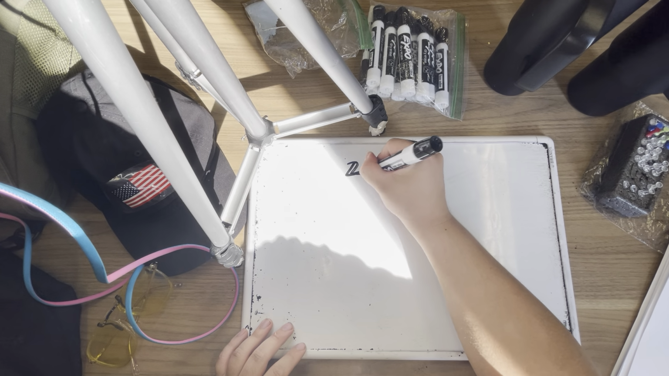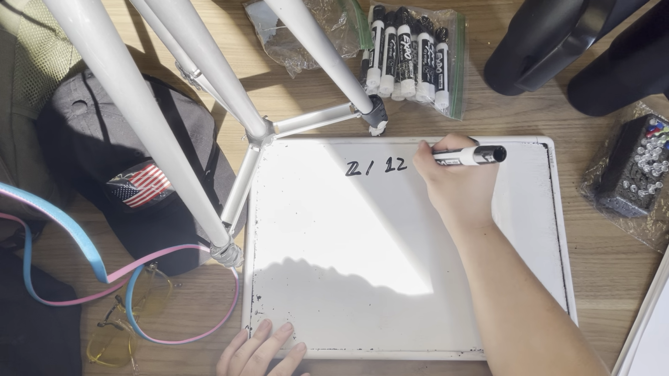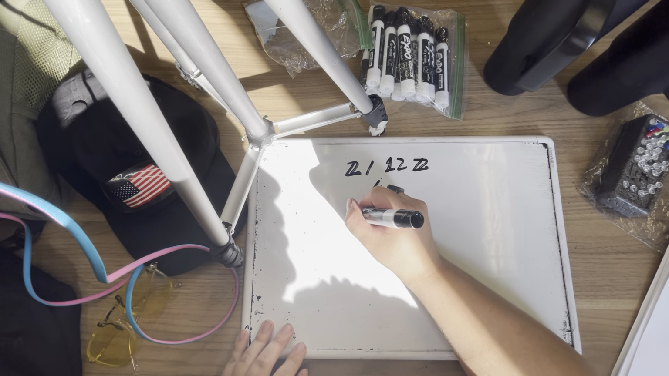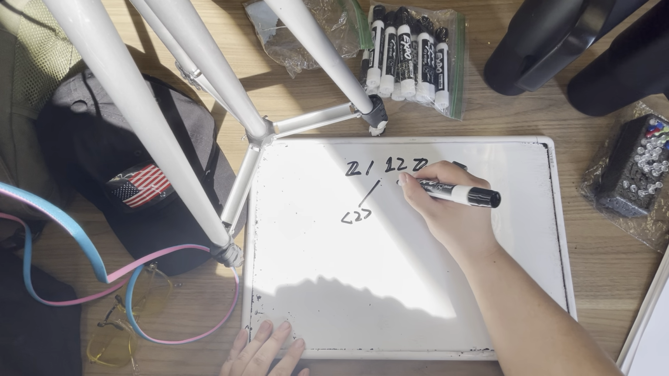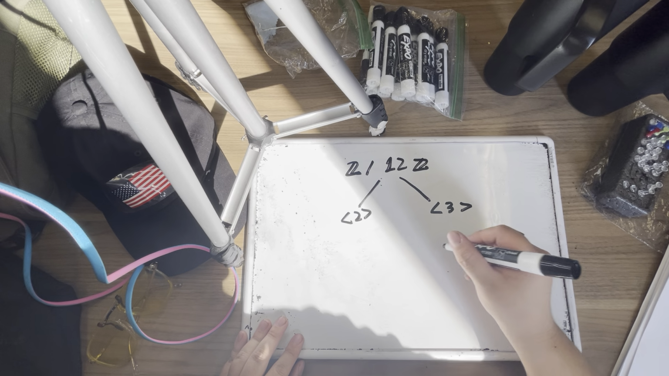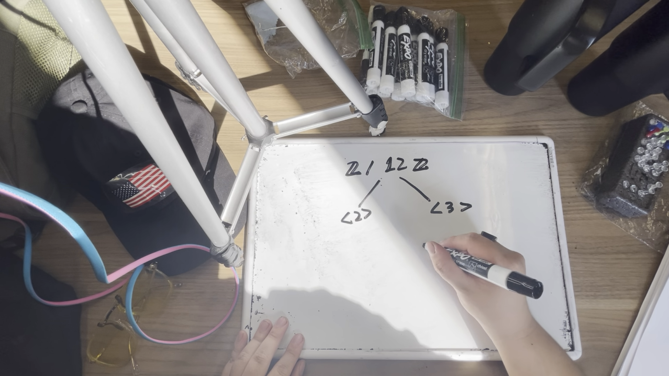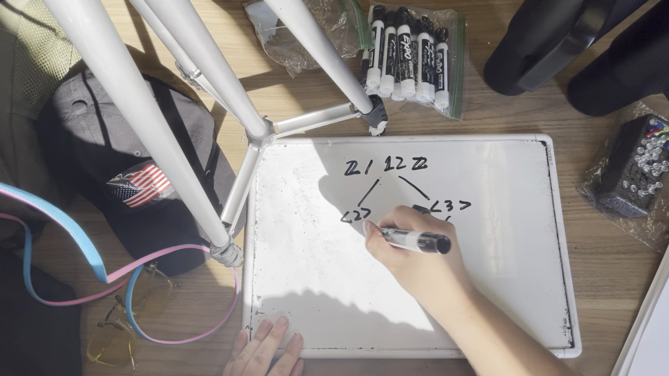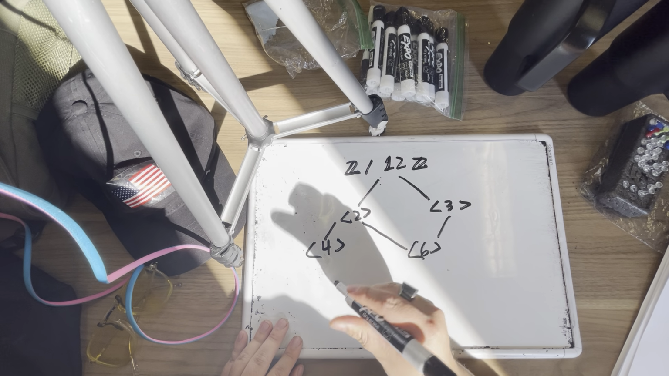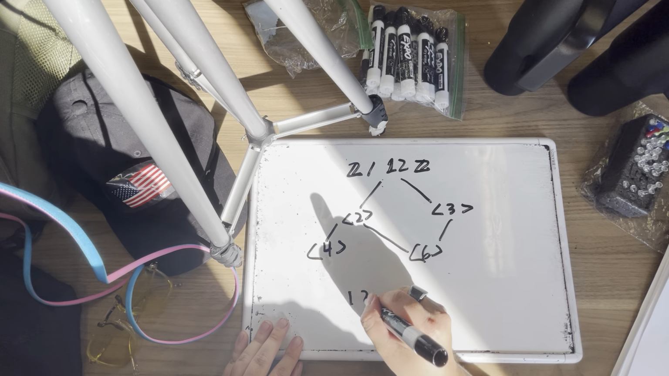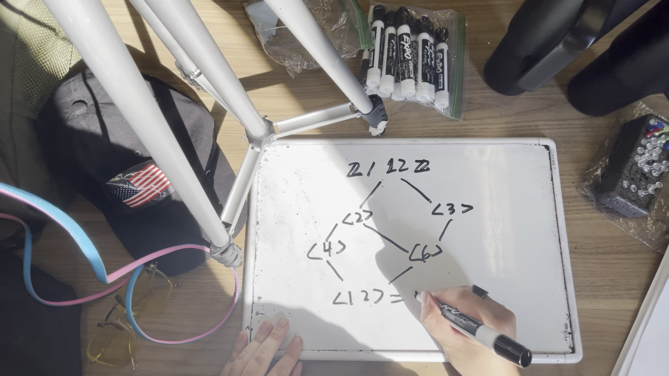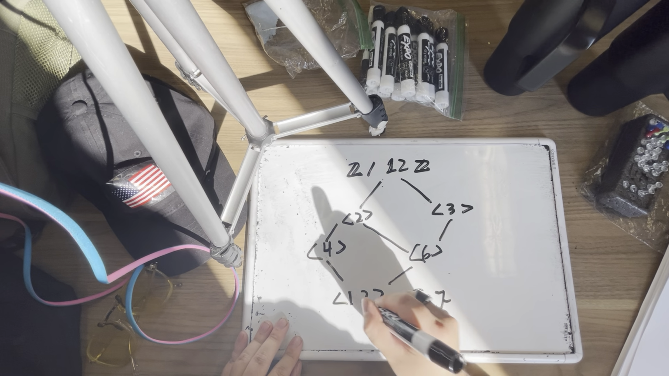So, let's look at another one real quick. The integers mod 12. So, it's like the group generated by 2, the group generated by 3. There we go. So the group generated by 6. How about the group generated by 4? How about the group generated by 12? And that would be equal to the set containing 0. Okay?